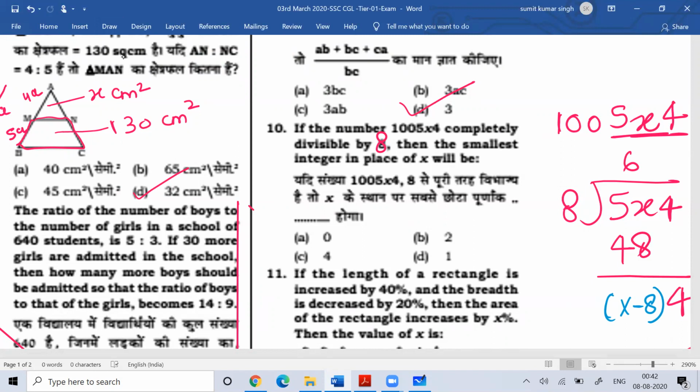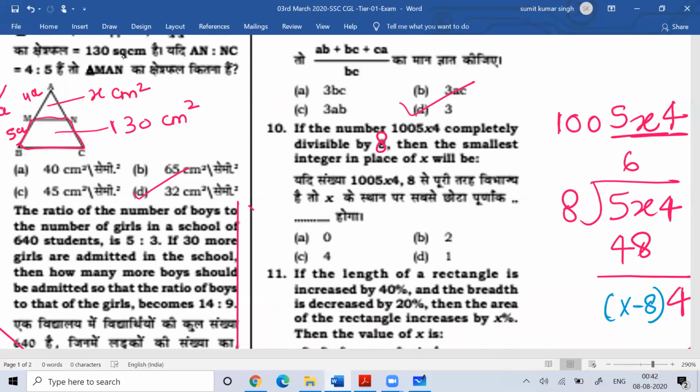Suppose x, you need 6, right? X minus 6, so 14, 4. If this would be 4, then also you get 6. So imagine if x is 4. Then 54 minus 48, you get 6, and then 64 will be divisible by 8. That is also a possibility. And suppose x is 0, then 50 minus 48, you will get 24, and then also divisible.